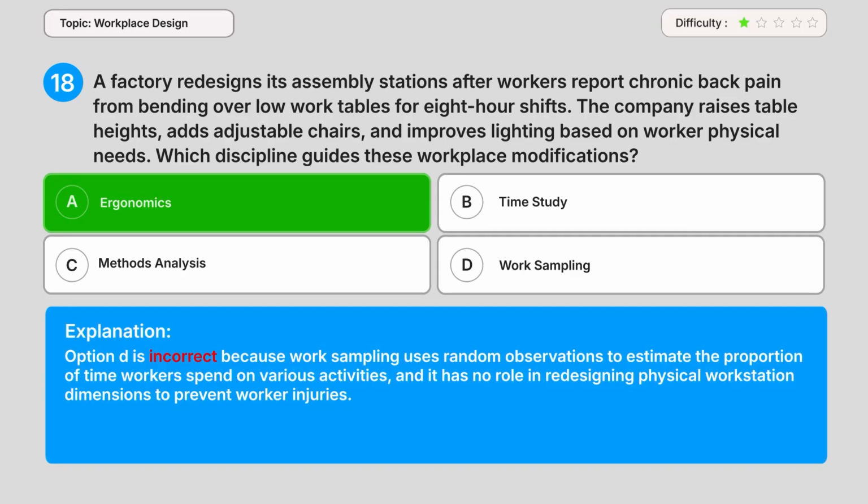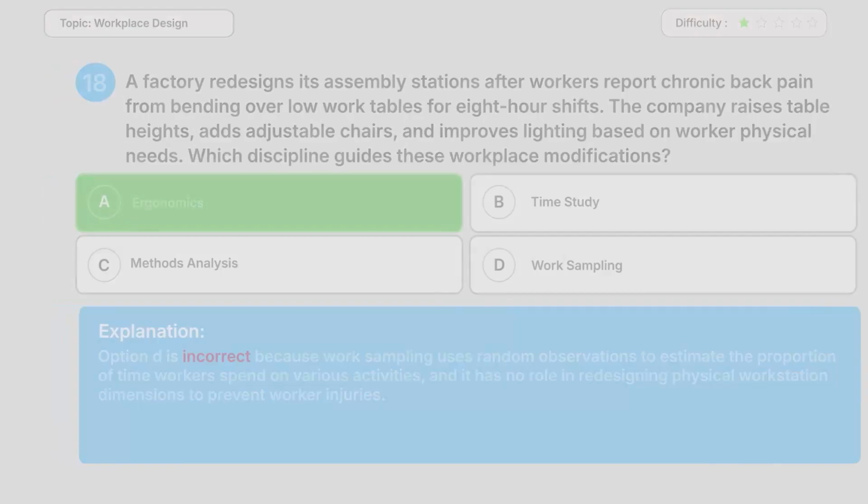Option D is incorrect because work sampling uses random observations to estimate the proportion of time workers spend on various activities, and it has no role in redesigning physical workstation dimensions to prevent worker injuries. When a factory redesigns workstations because workers are getting hurt, the discipline driving those changes is ergonomics. Ergonomics is about fitting the workplace to the worker, not the other way around.